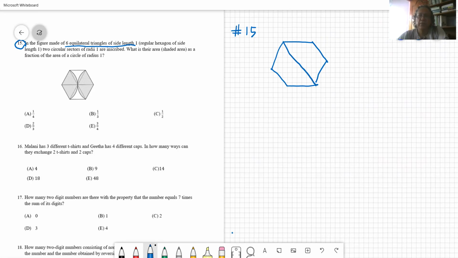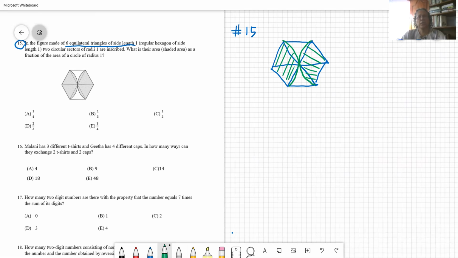So let's pretend that this is a very nice hexagon, even though it is not that good. And then 2 circular arcs are inscribed in this. So they are actually part of a circle with radius 1. And we have to find the shaded region as a fraction of the area of the circle of radius 1.